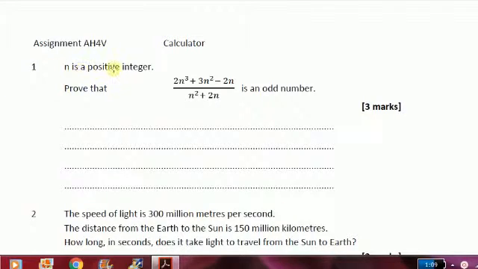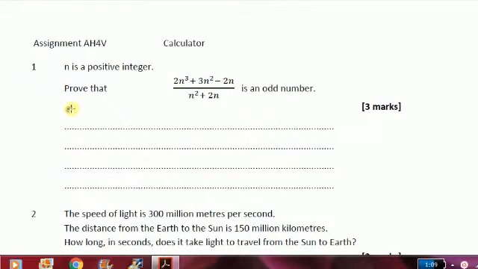Number 1. n is a positive integer. Prove that this expression is an odd number. So the way I would approach this, I'd look for factors. I'd try to factorize to make the whole thing look simpler.